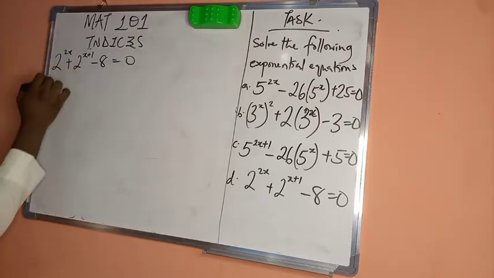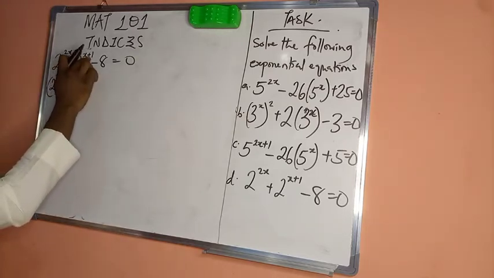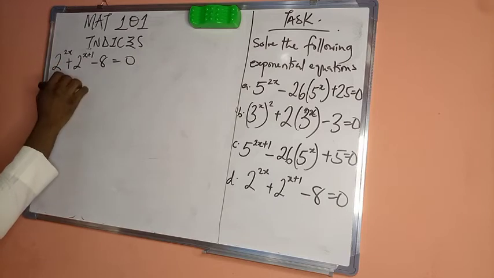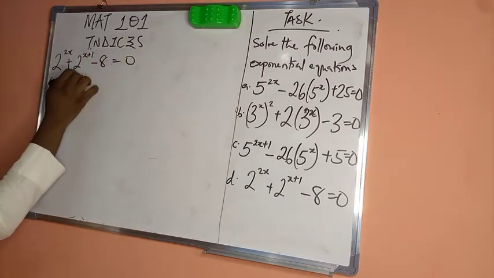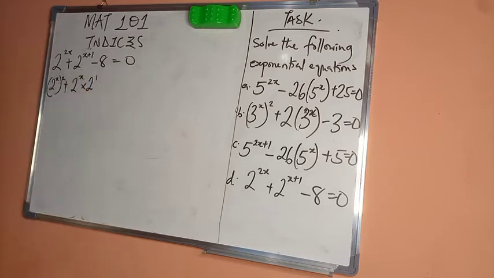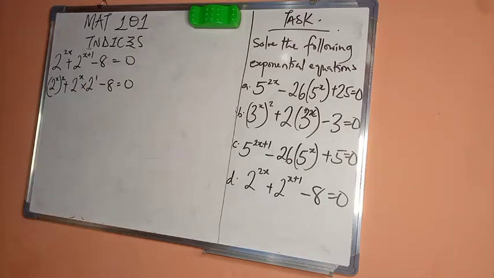This is the same thing as 2 raised to power x all squared, plus 2 raised to power x plus 1. This one is like 2 raised to power x times 2 raised to power 1, is it not? We're taking it back, minus 8 equals 0. Indices, when they're multiplying, the powers add. So definitely there's 2 raised to power 1 brought back here. What's the next thing to do?